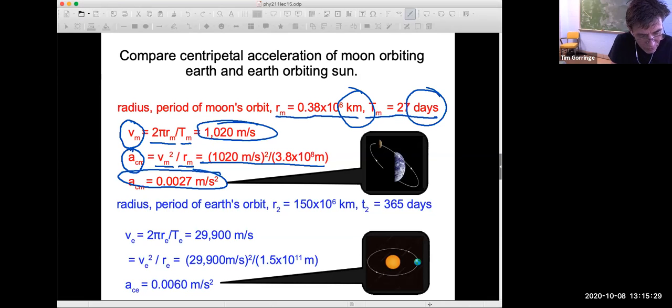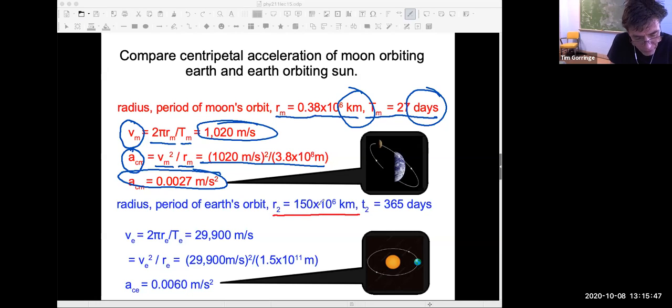Let's do the second example, which is the Earth going around the sun. So again, here also, we do know the radius of the Earth's orbit around the sun. Here it is. This is 150 million kilometers. So the Earth, as you know, is much, much further from the sun than the moon is from the Earth. And then here's the period, and of course, this is 1 year, or 365 and a quarter days.